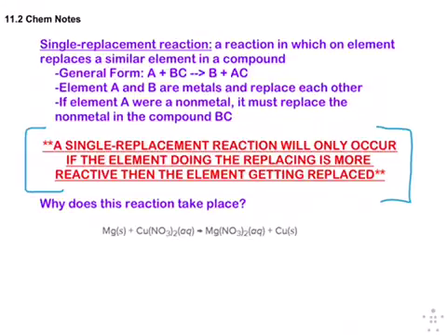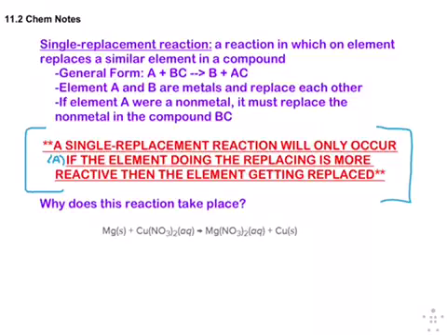A single replacement reaction will only occur if the element doing the replacing, that would be indicated by the A in the general form, is more reactive than the element getting replaced. So whatever element A is going to kick out of the compound has to be less reactive than A. Okay, so remember our reactivity trends from a couple chapters ago? That's sneaking back up into this.